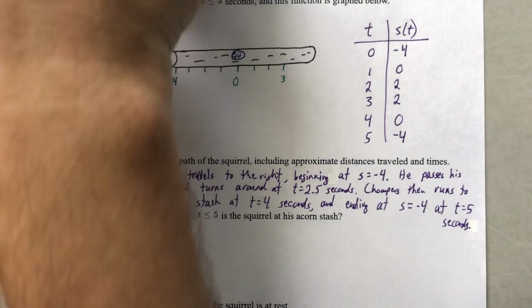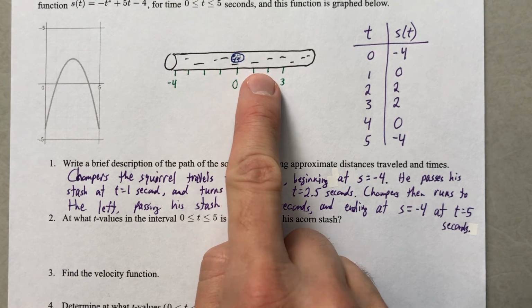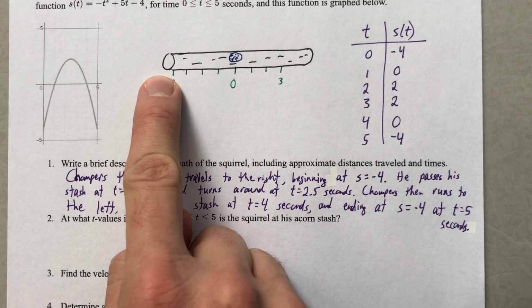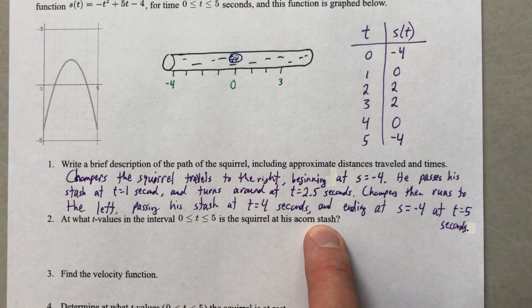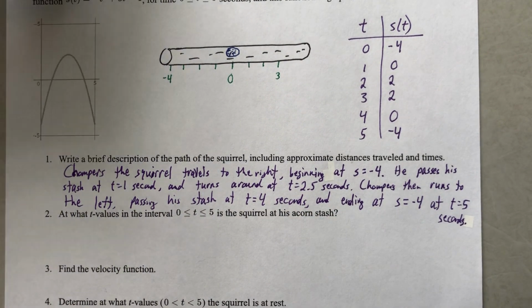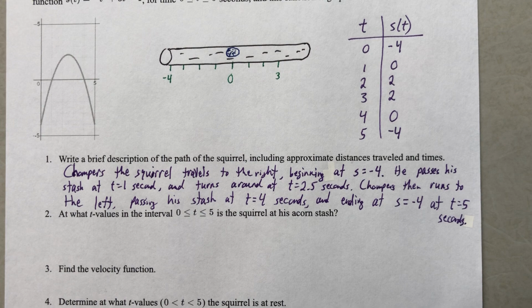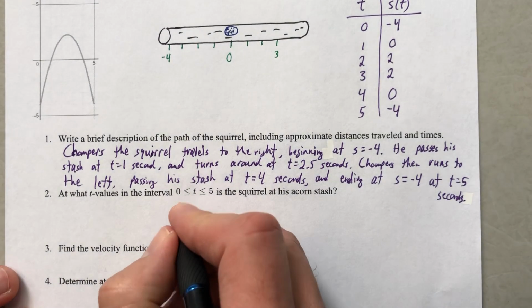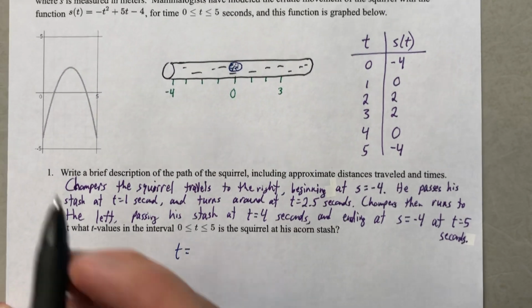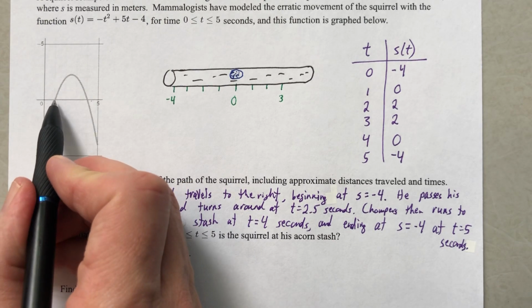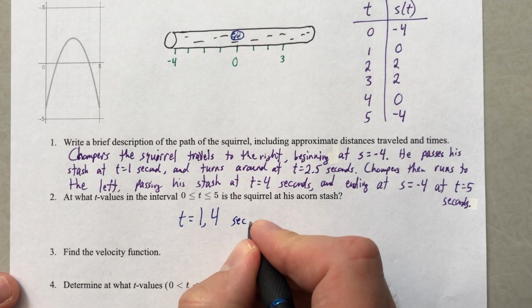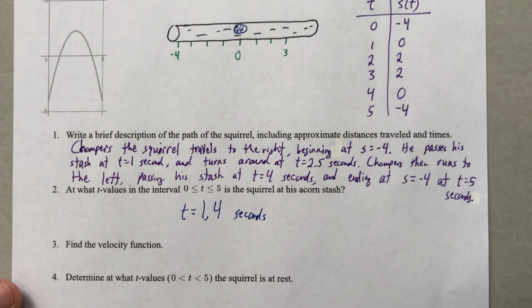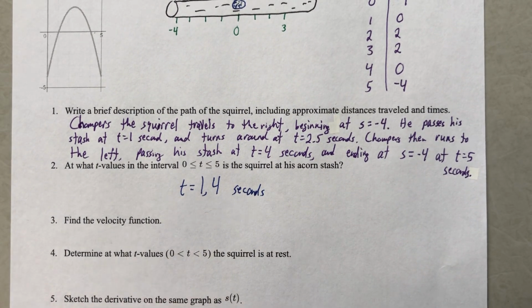Okay, again, here goes Chompers. He travels, he turns around. Let's not make it harder than it was. All right? At what t values in the interval is the squirrel at his acorn stash? We actually just answered that, so the rest of these questions will go a little bit faster, and they will be at 2 different times, and that would be here, and that is t equals 1 and t equals 4. T equals 1 and 4. Let's put units on this just for fun. Seconds, spelled correctly.